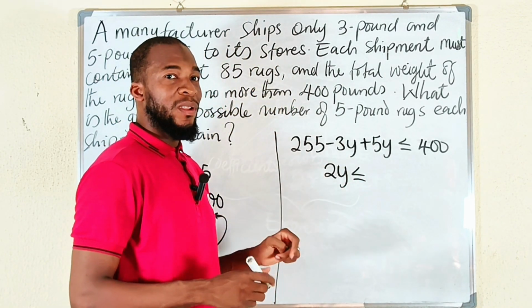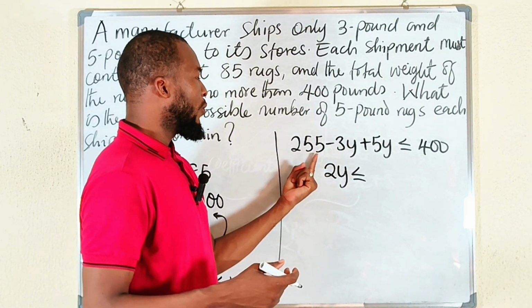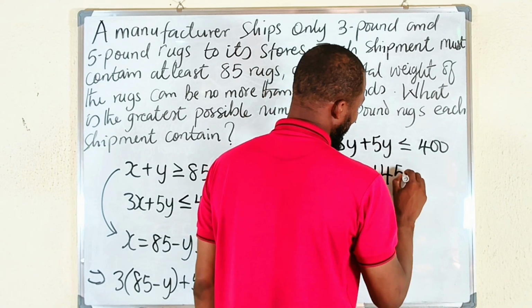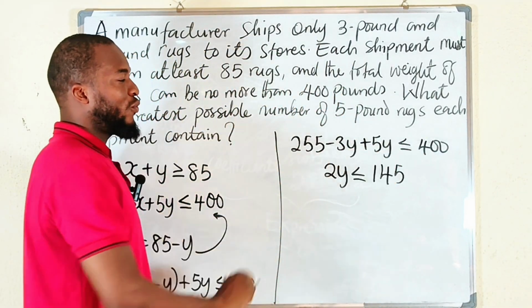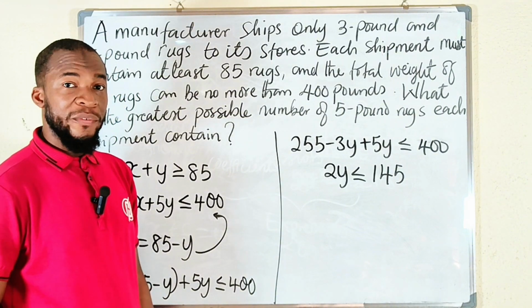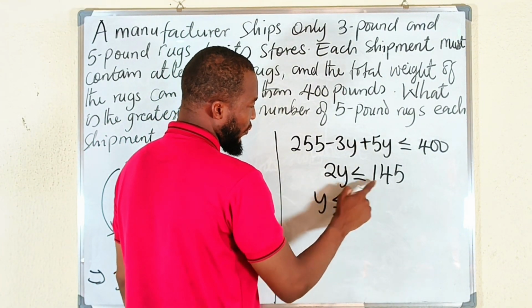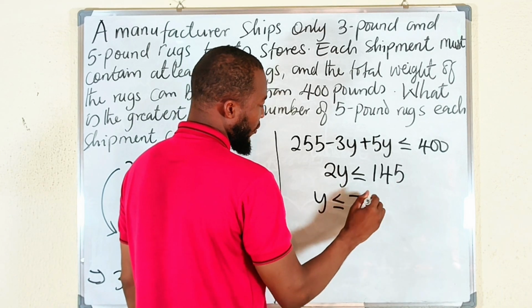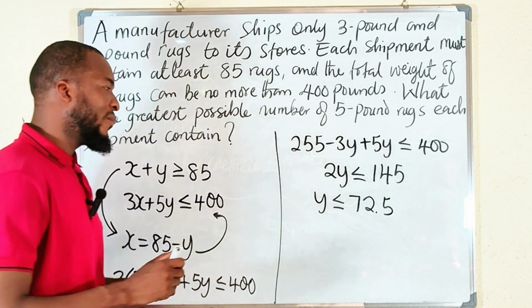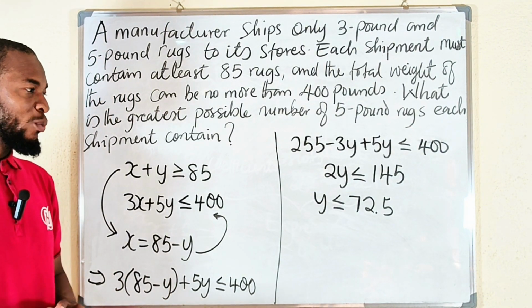400 minus 200 is 200. Yeah, 200 minus 50 is 150, and 150 minus 5 is 145. So 400 take away 255 is 145. We divide both sides by 2, and y will be less than or equal to 72.5.